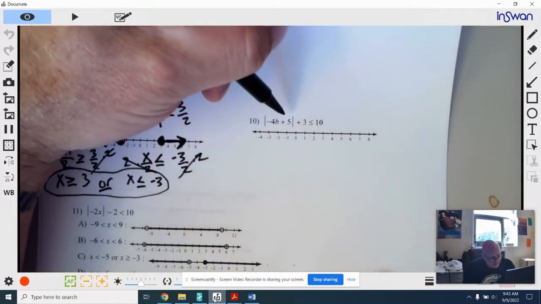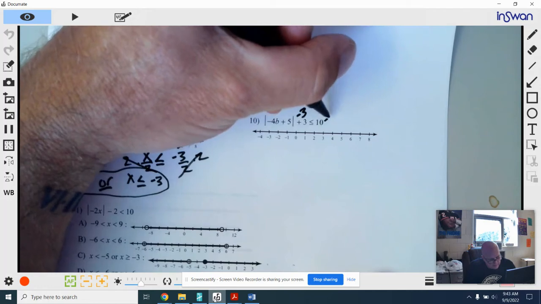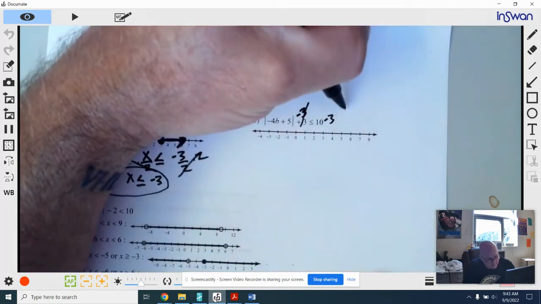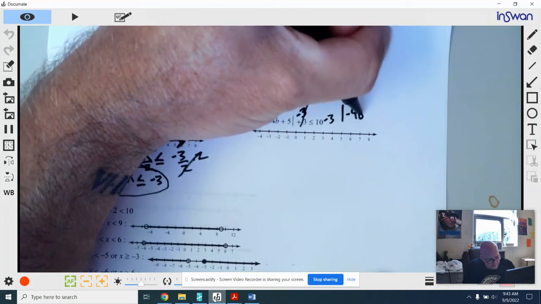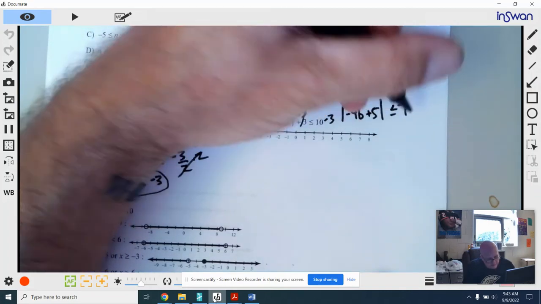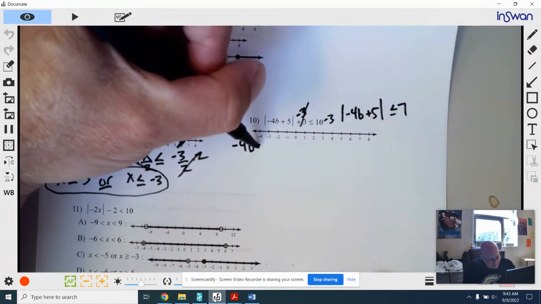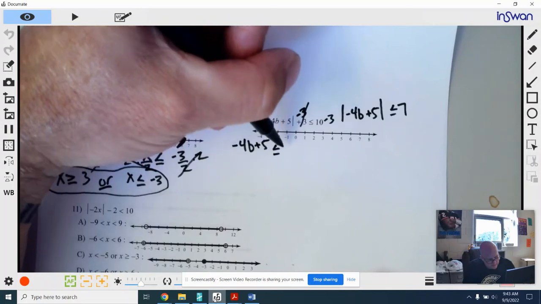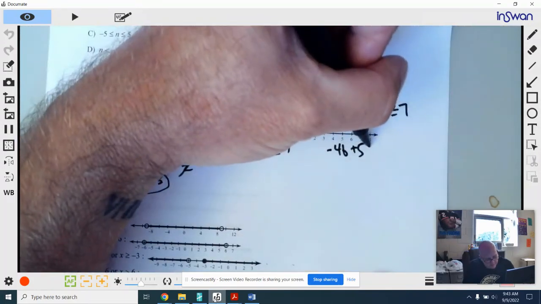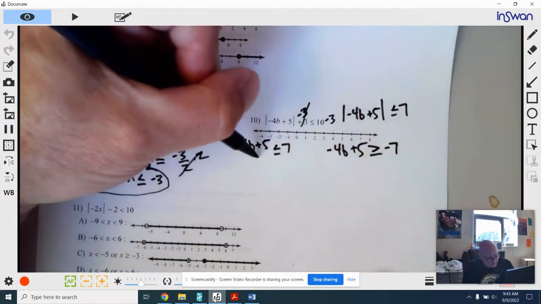Okay, number 10. Again, the absolute value bracket is not isolated, so I'll go ahead and fix that first. I'll subtract 3 to both sides. And when I do that, I'm left with the absolute value of negative 4b plus 5 is less or equal to 7. Okay, now I make my two different equations. Flip the symbol, make its opposite, and then let's solve.